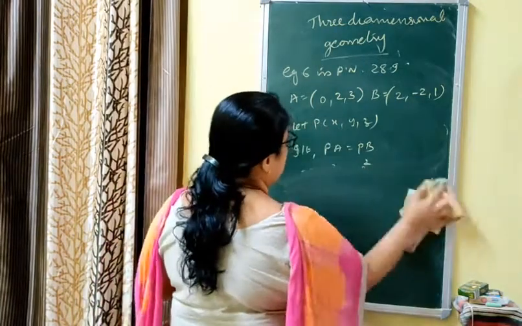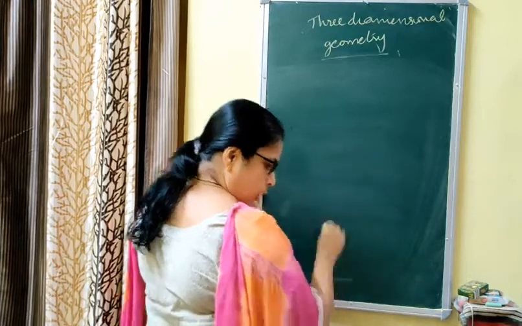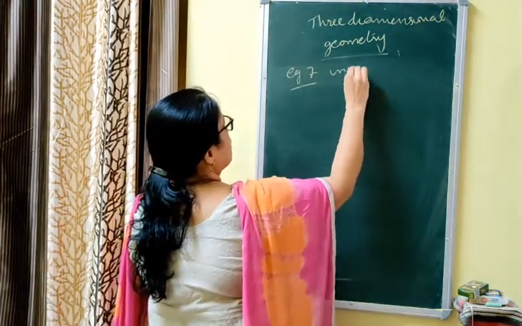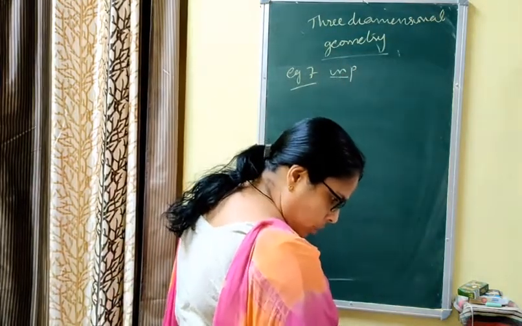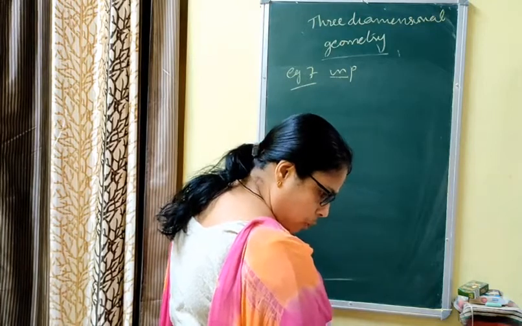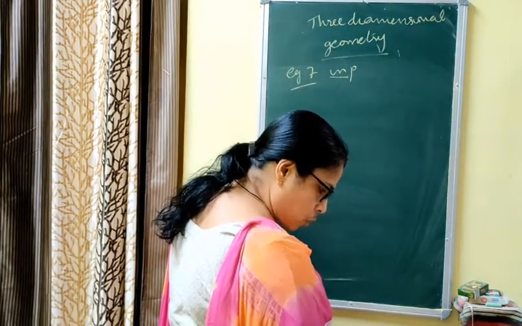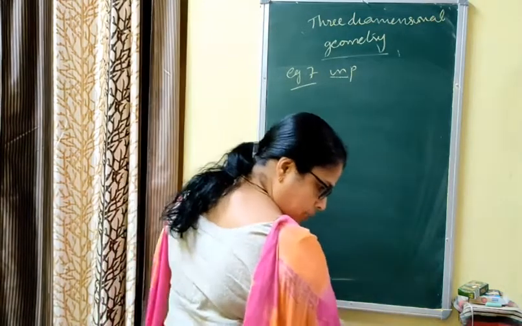Now, one more question we will do, the last question of this distance formula, that is example 7. This is an important one; you can expect this question for 2 marks. I am reading the question. Find the coordinates of a point equidistant from the 4 points O(0, 0, 0), A(a, 0, 0), B(0, b, 0) and C(0, 0, c).